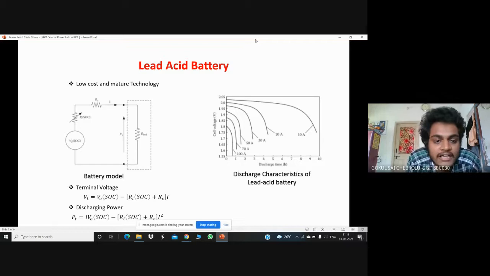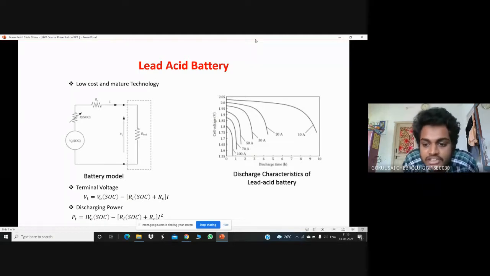Why are we using lead acid batteries? Because they are very low cost, and the advanced technology in lead acid batteries is widely used in automobile industries. Lead acid batteries have high power density compared to other batteries. So they are recommended for a mild hybrid vehicle, where power density is more of a concern than energy density.